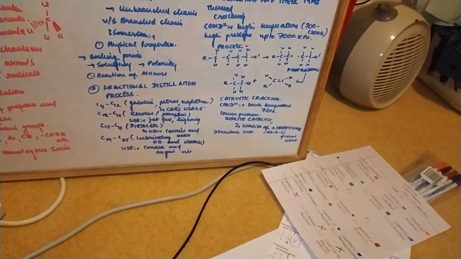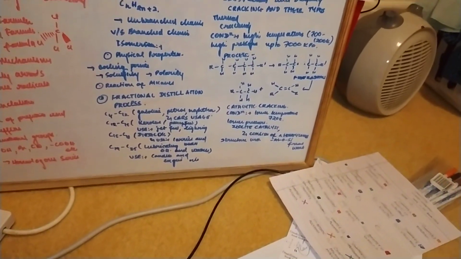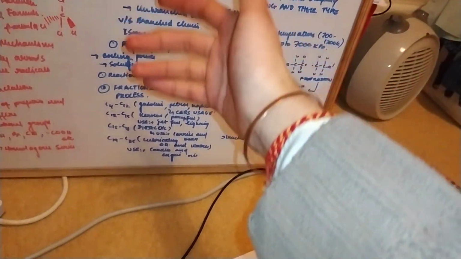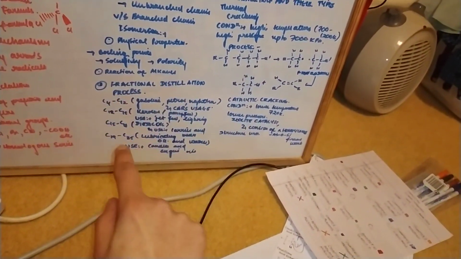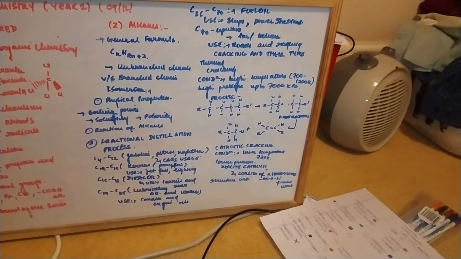Basically, the fractions with the lowest temperature go up the distillation column, and the one with the highest temperature is formed at the bottom. Now, this leads to the process of cracking.